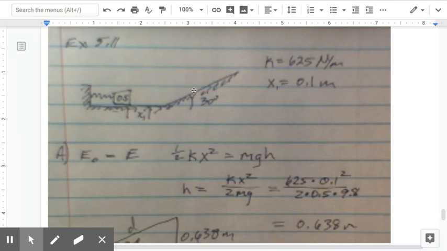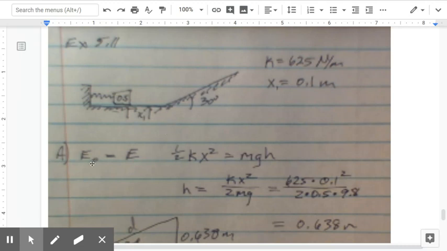What's going to happen is, as this box slides across this frictionless surface, it has to end up with the same gravitational potential energy here that it had for spring potential energy here. So the first thing I'm going to do is solve for height. Then I can just use sine 30 equals height over distance to find our distance. So just a little trigonometry to find the final answer.